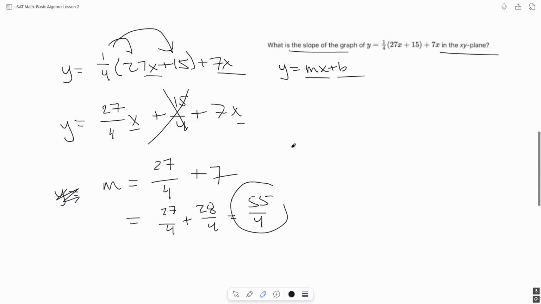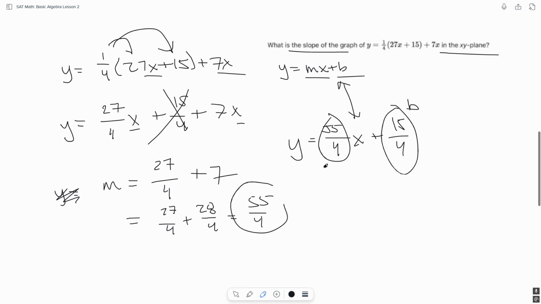And that's it, right? Because when you rewrite it, it'll look something like this: 55 over 4x plus 15 over 4. And these match, right? B is 15 over 4. 55 over 4 is M.